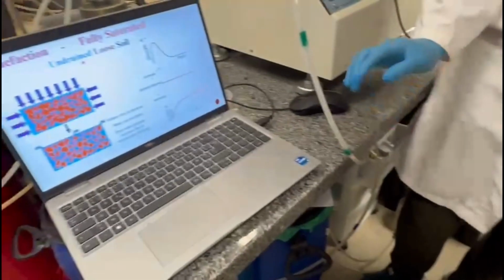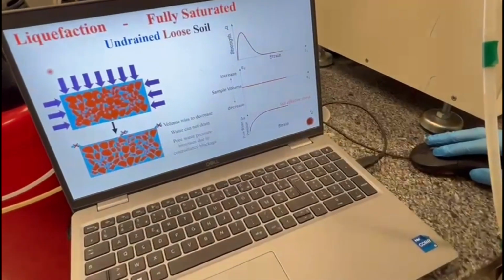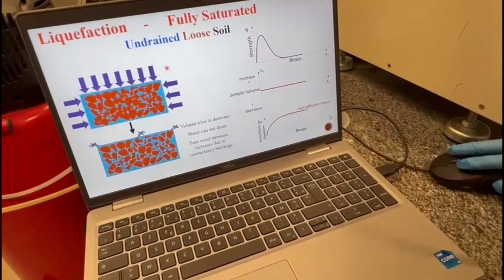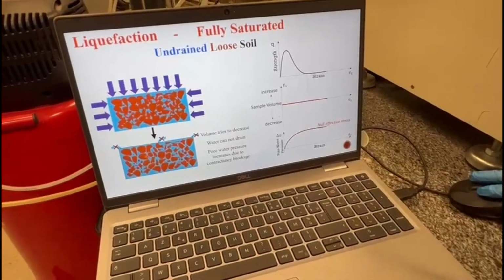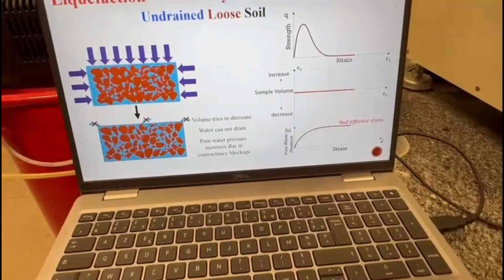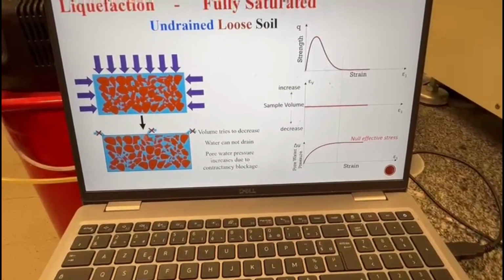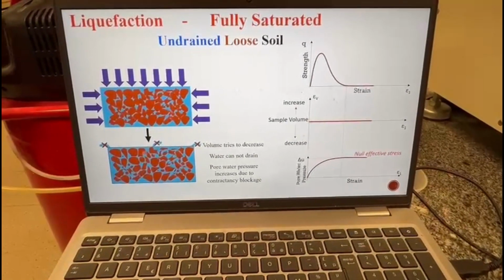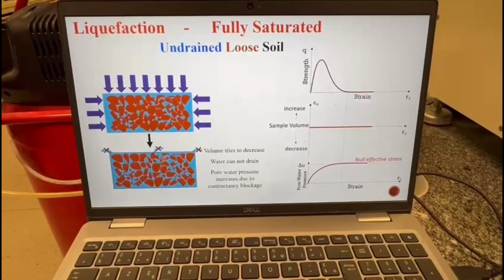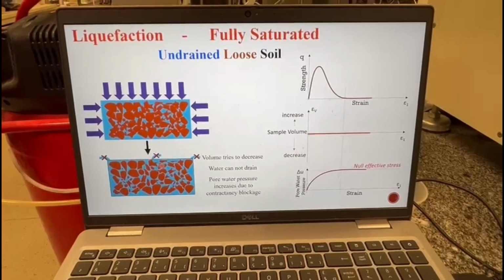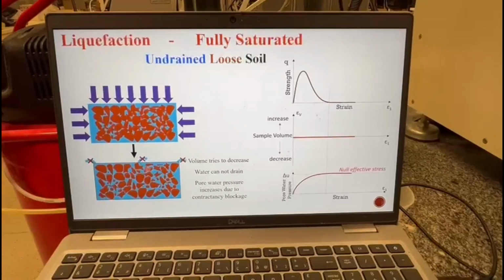As you can see here in our slide, for a loose soil in fully saturated state, meaning that we have only soil and water, we have it in undrained conditions where the water cannot escape, as is the case during an earthquake that happens rapidly. This will cause the water pressure to increase rapidly, leading to the loss of connection between the soil particles and the occurrence of liquefaction.